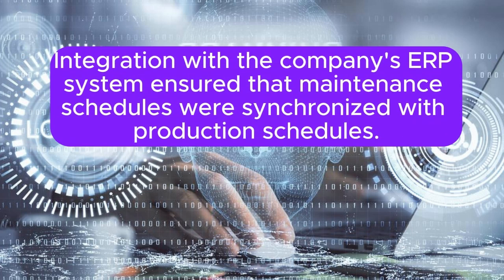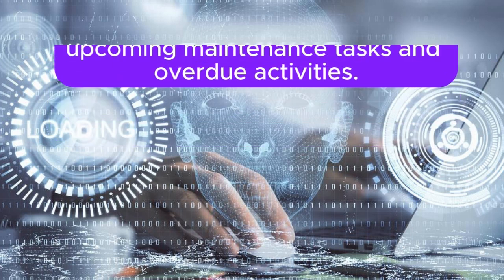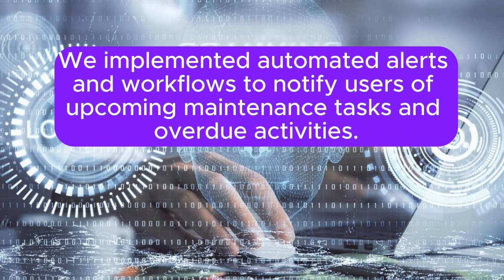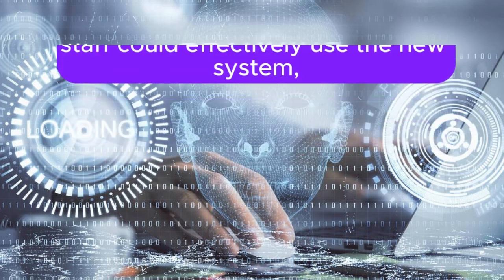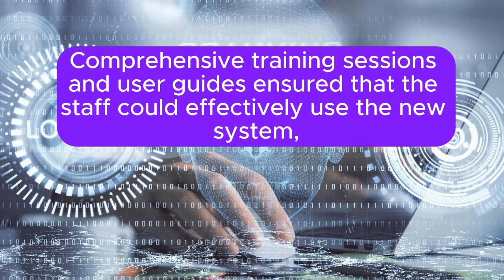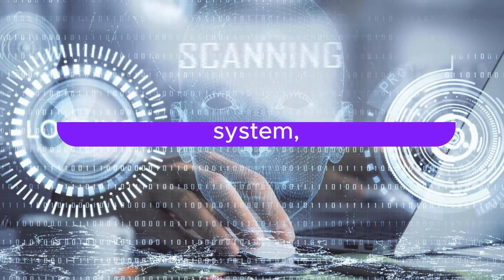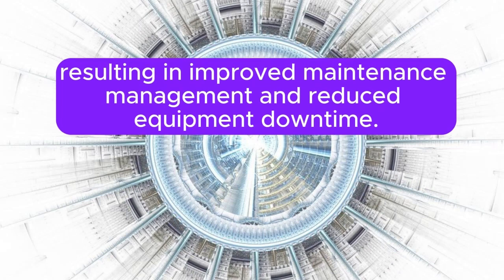Integration with the company's ERP system ensured that maintenance schedules were synchronized with production schedules. We implemented automated alerts and workflows to notify users of upcoming maintenance tasks and overdue activities. Comprehensive training sessions and user guides ensured that the staff could effectively use the new system, resulting in improved maintenance management and reduced equipment downtime.